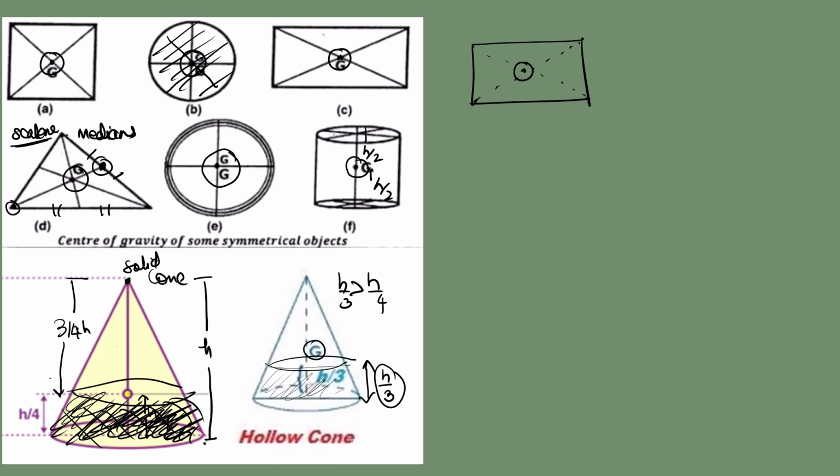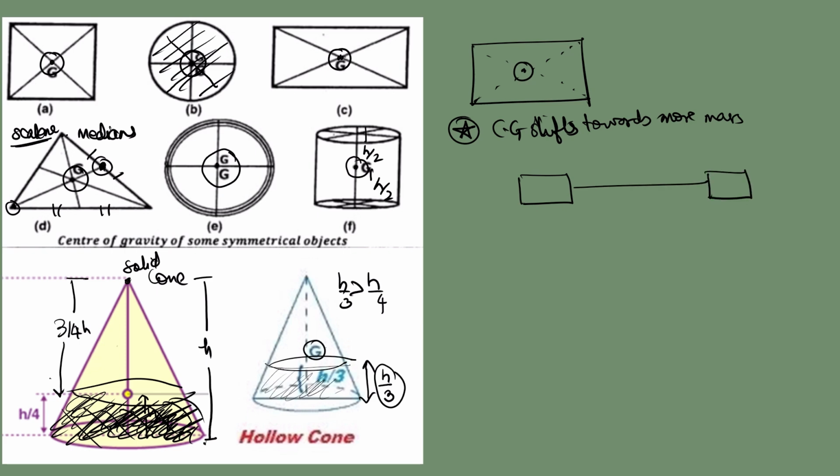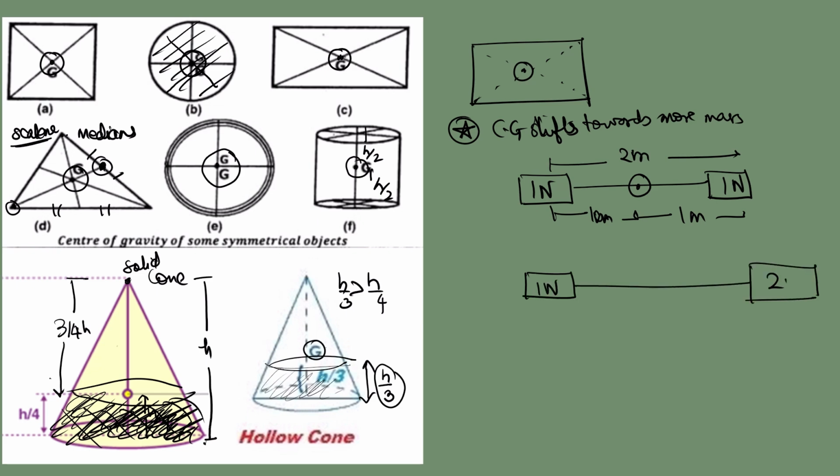So there is another point that we have to note, that center of gravity shifts towards more mass. क्या मतलब हुआ इसका? If there is an arrangement like this where both are 1 Newton each, so the center of gravity will be at the center. If the distance is 2 meters, the center of gravity will be at a distance of 1 meter from both the sides. Yes. But if this is 1 Newton, this is 2 Newton, this distance is 2 meters, the center of gravity will shift towards the bigger weight. So the center of gravity will shift a little towards the right.